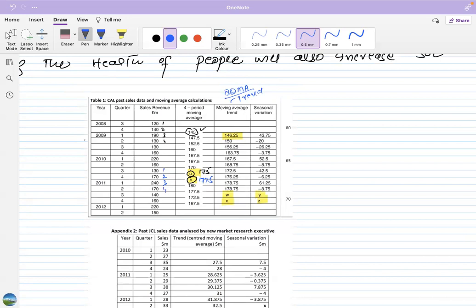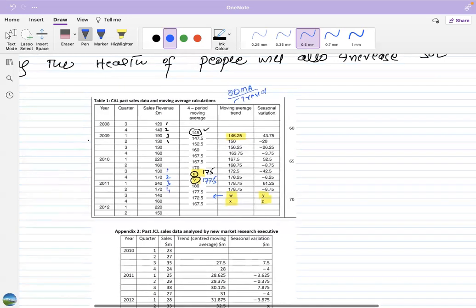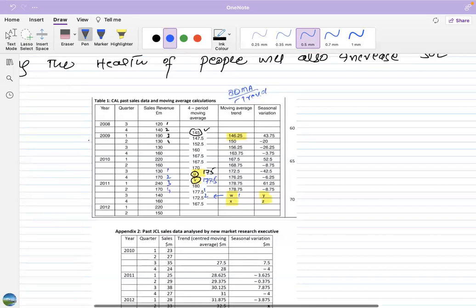I need to identify the W, which is written between the values that we need to calculate. That is 177.5 plus 172.5 divided by 2. This is the first value. This is the second value. The answer is 175. And what is the value for X?